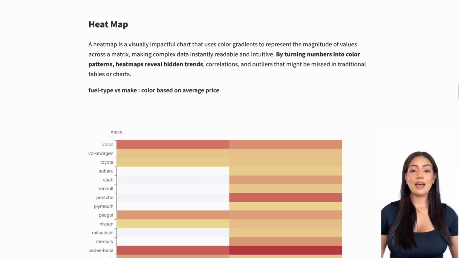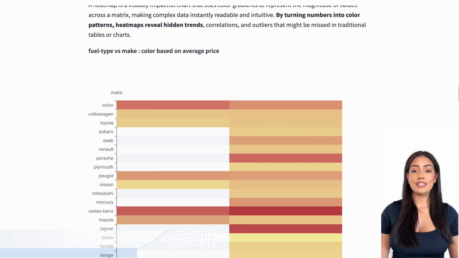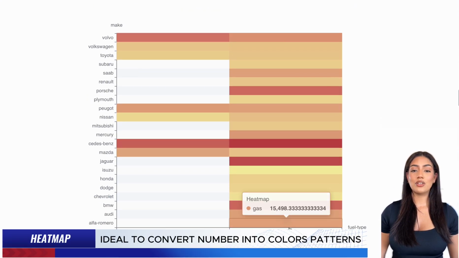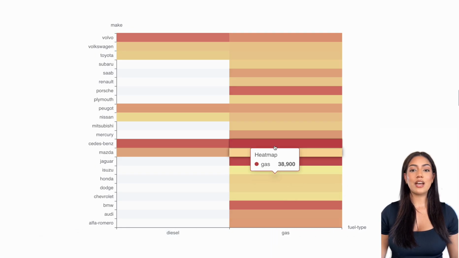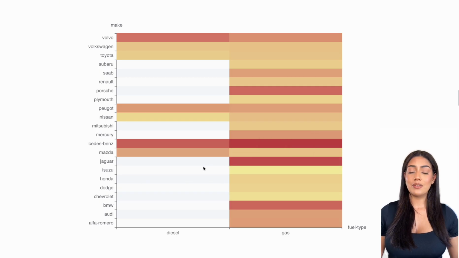Let me talk about the heat map, one of the hot favorite visualizations for data scientists. A heat map is visually impactful as it turns numbers into color patterns. Heat maps reveal hidden trends. Using the heat map, we can observe that Jaguar gas cars have the highest price. Heat maps are also useful to see missing data. For example, here we see many brands do not have diesel cars.